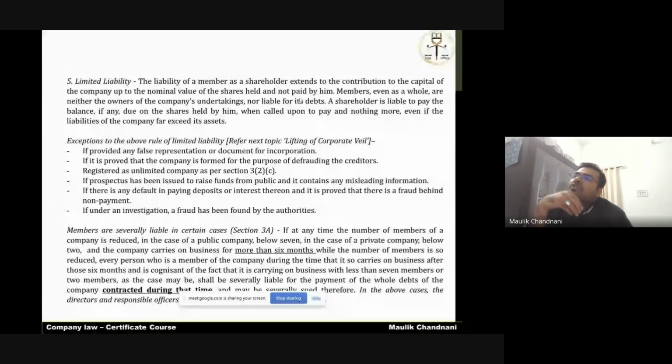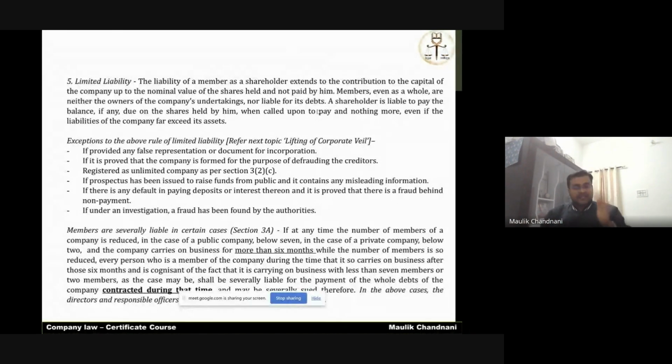अब मैंने उसमें से 900 रुपए दे रखे हैं, 800 रुपए दे रखे हैं, बाकी 200 रुपए की call money बाकी है. तो liability अब आपकी कंपनी चाहे करोड़ों के losses में चली जाए, I don't care, मैं आपको additionally 200 rupees ही दूंगा. उसके अलावा आप मेरे से as a member कुछ भी call नहीं कर सकते. We even as a whole are not the owners of the undertaking. We are not liable to pay your debts. You are different, we are different.